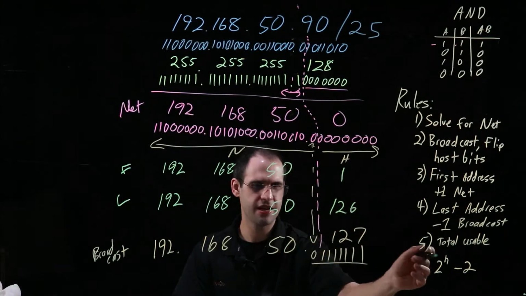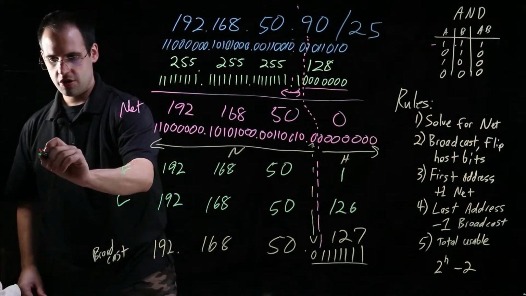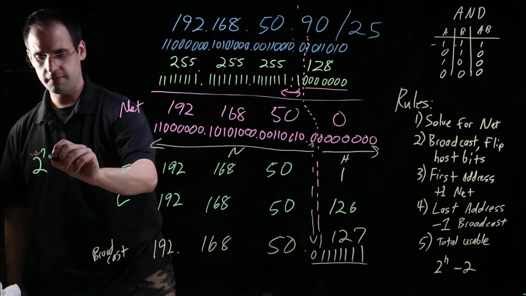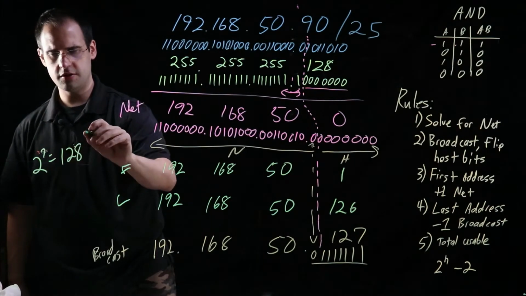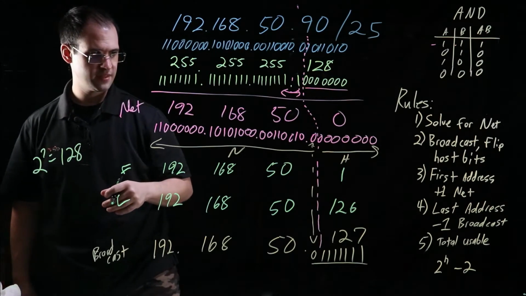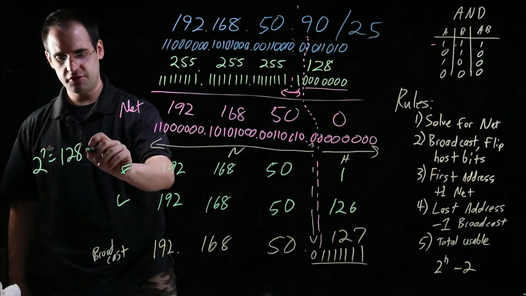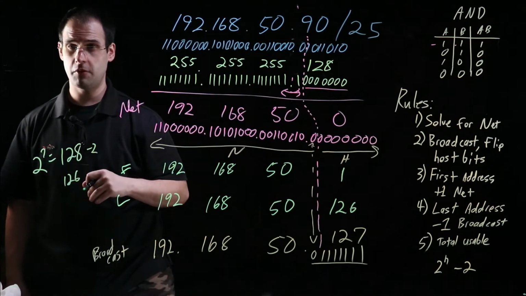And coming down here, finally, looking at our value here, we have 2 raised to not 8 anymore, we have 7. That's 128. Okay, we're going to see this come back in the future. Minus our 2, 126 total hosts for this network.